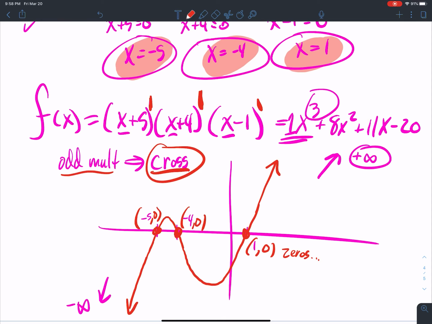So not too bad. So f does not flatten out for any of the zeros.